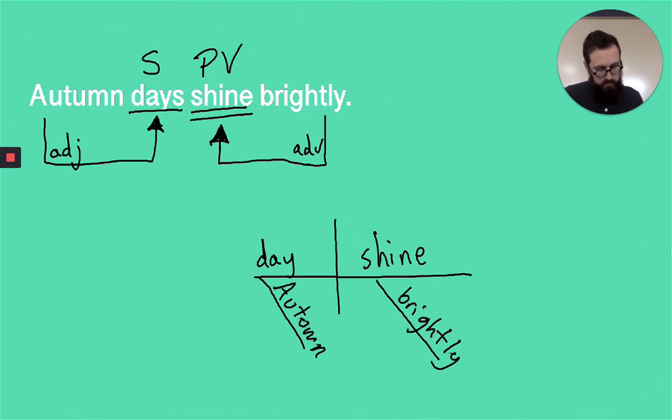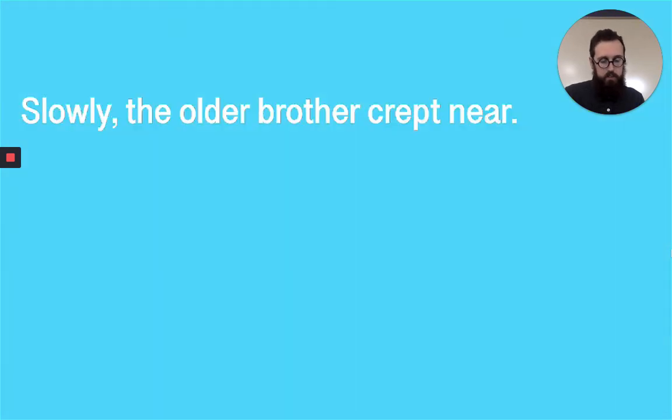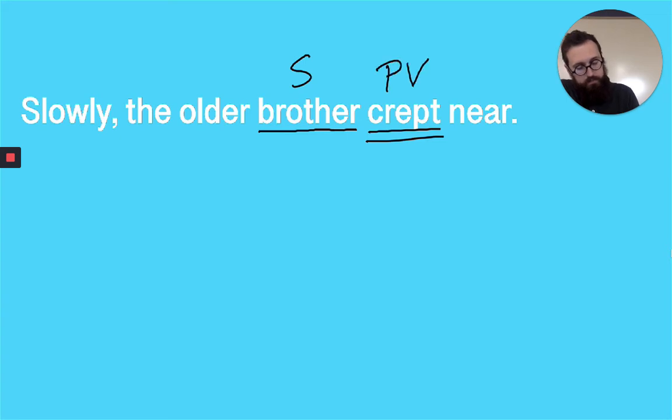Let's go ahead and look at another sentence. Slowly, the older brother crept near. Okay. So this sentence is about the brother. That's my subject. What did the brother do? He crept. It's my predicate verb. Okay, now I can go through and do my modifiers. Near tells me where he crept. So ADV, because it is describing or modifying a verb.